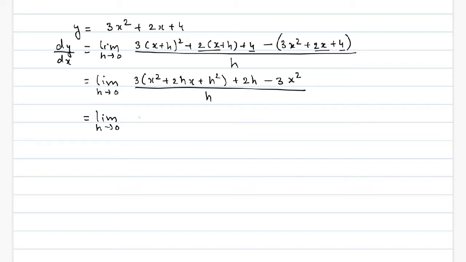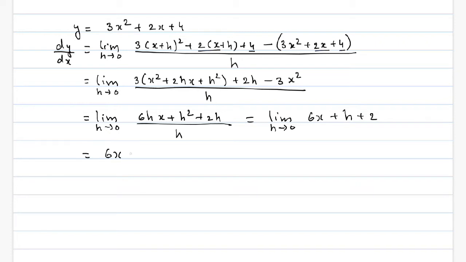If we remove our 3x square, and I'll just multiply this 3, we'll get 6hx plus h square plus 2h minus nothing, upon h. Now we can divide by h, and we'll get limit h tending towards 0 of 6x plus h plus 2. We can substitute our h value because now we do not have h in the denominator, and we'll get our 6x plus 2. So this is how we'll solve using our first principle.